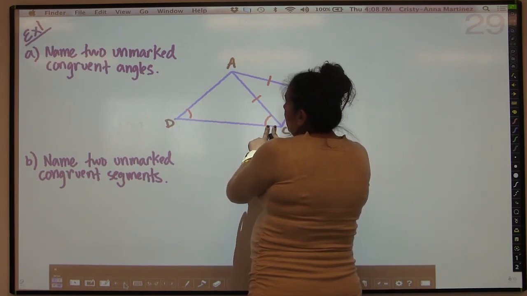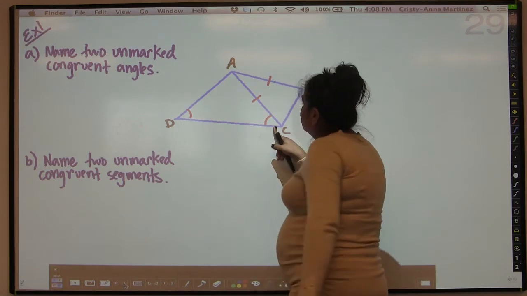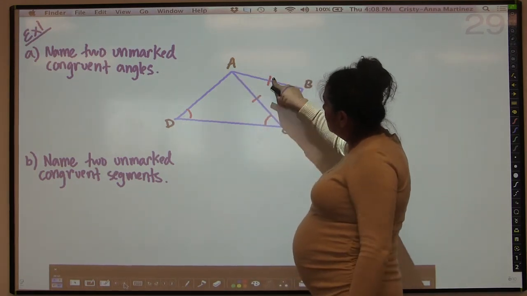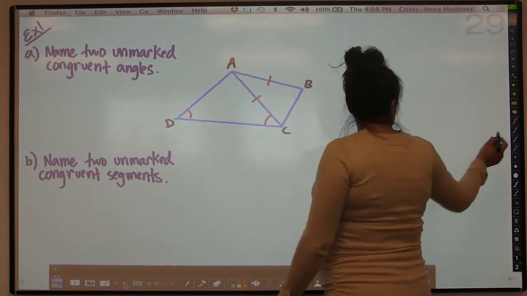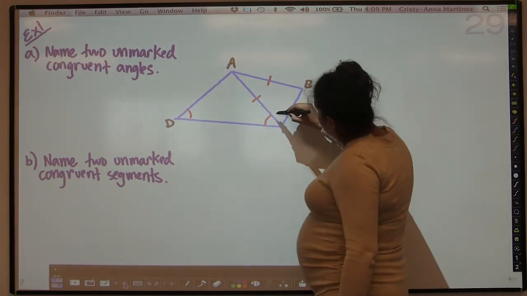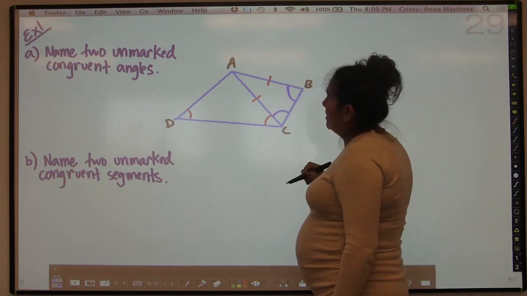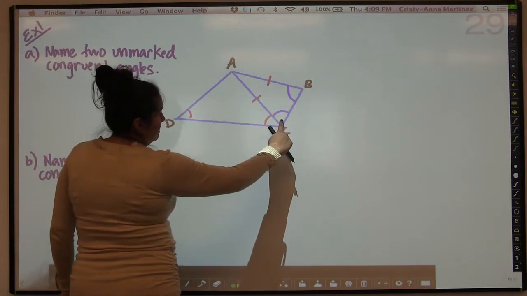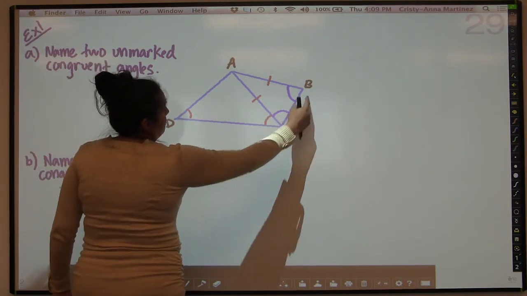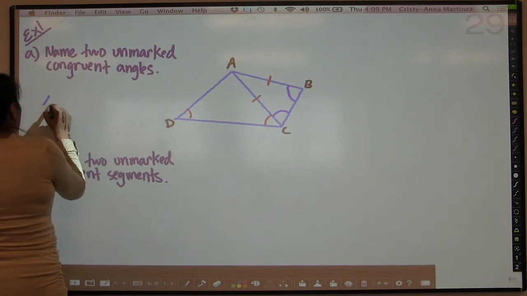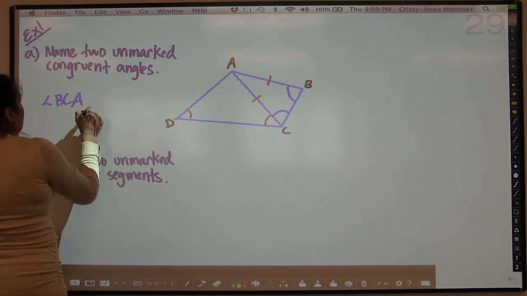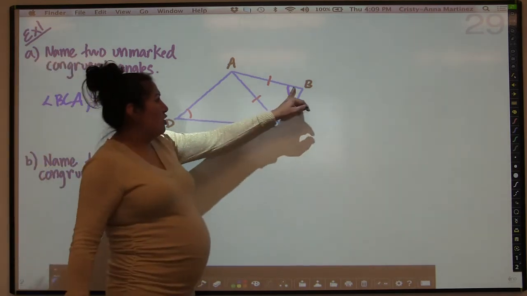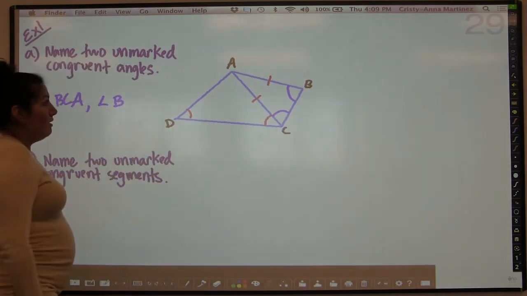But to name two unmarked congruent angles, we can see that in this smaller triangle ABC, we have two legs that are congruent. So we can say that these base angles are congruent. We can't call this angle C because there are two angles there, so this angle can be BCA. So we'll say angle BCA, and also angle B. It's okay to call this angle B because there's no other angle there. And so there you go.